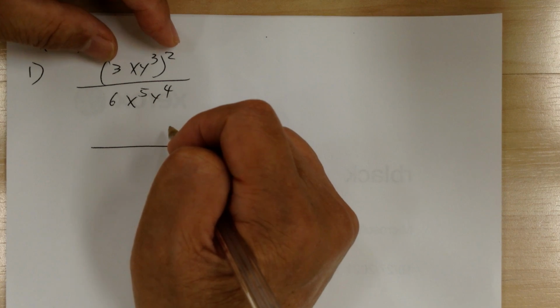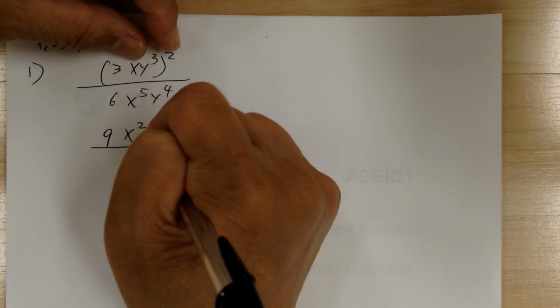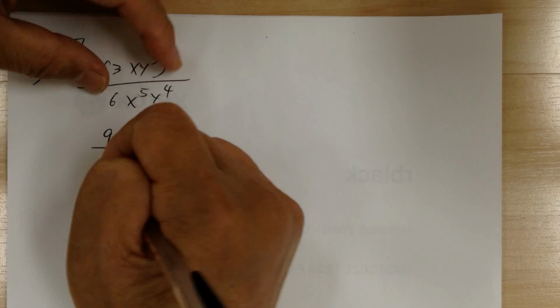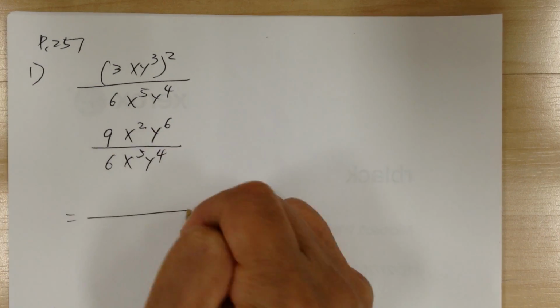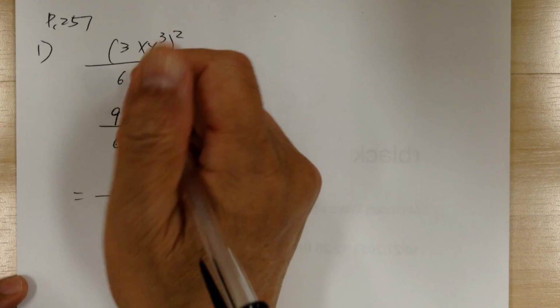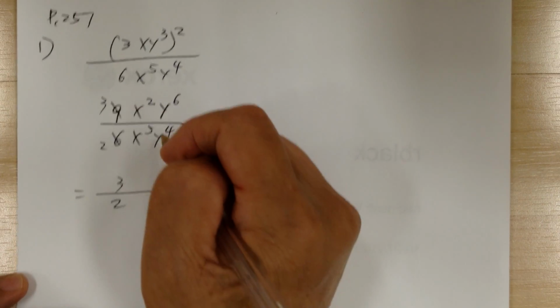Okay, so this one you can just go 3 squared is 9. This would be x squared, y to the 6, and this one would be just the same. Then after, you can go and cancel 9 and 6. You can divide by 3, so you get 3 and 2. Okay, so you can write it down before you forget.